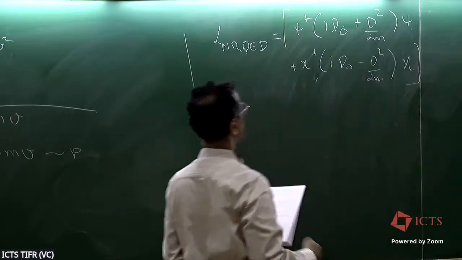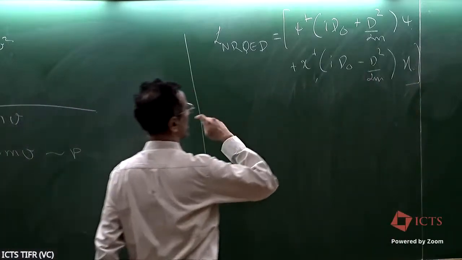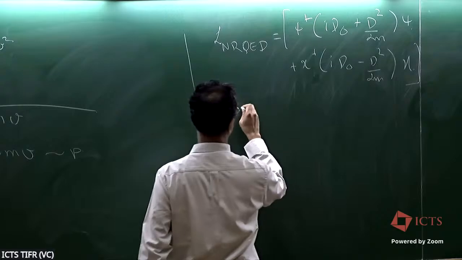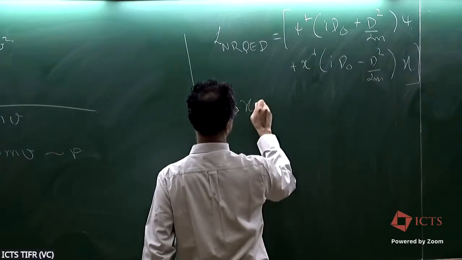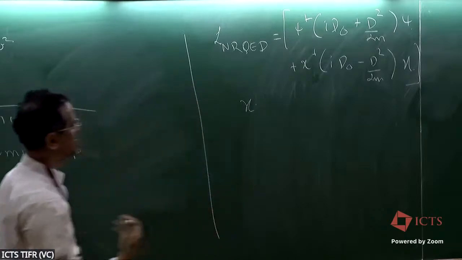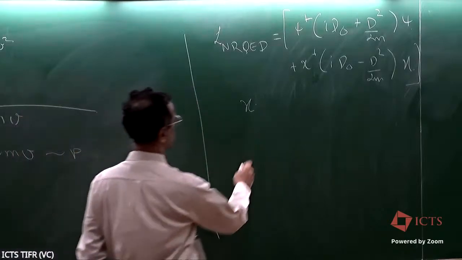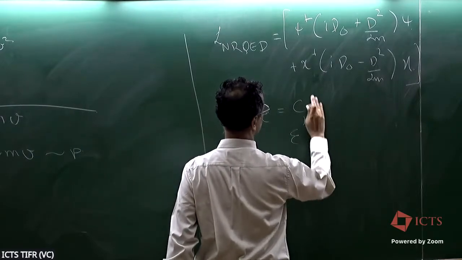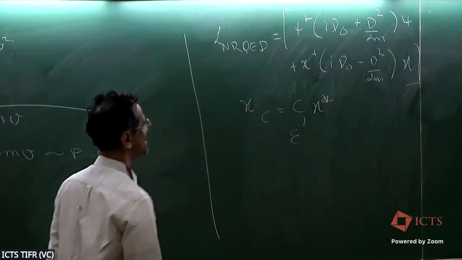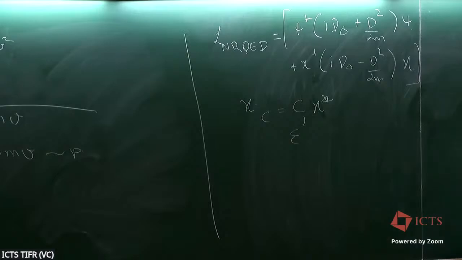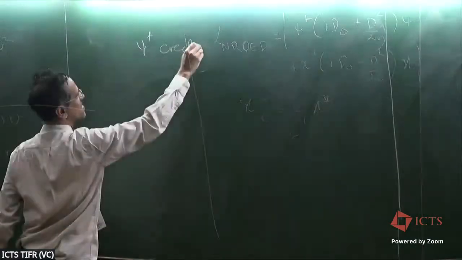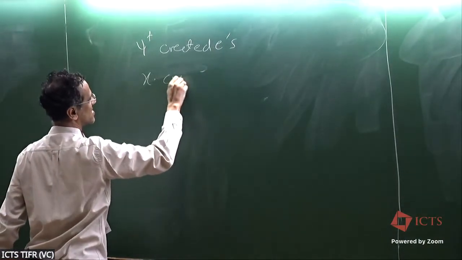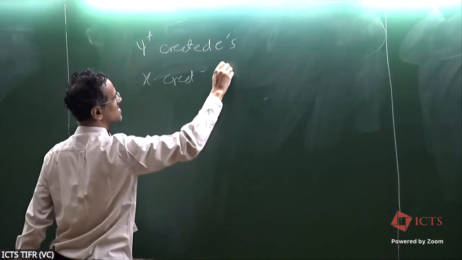right now, actually before going further, let me make one change. Instead of working with these chi fields, let me work with chi c, defined as charge conjugation, which is basically the epsilon matrix times chi star. And the reason is that psi dagger creates electrons, chi creates e pluses.